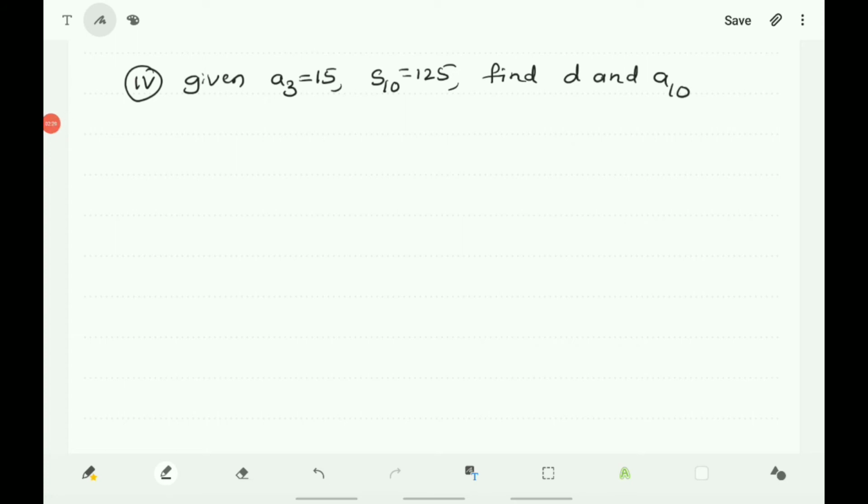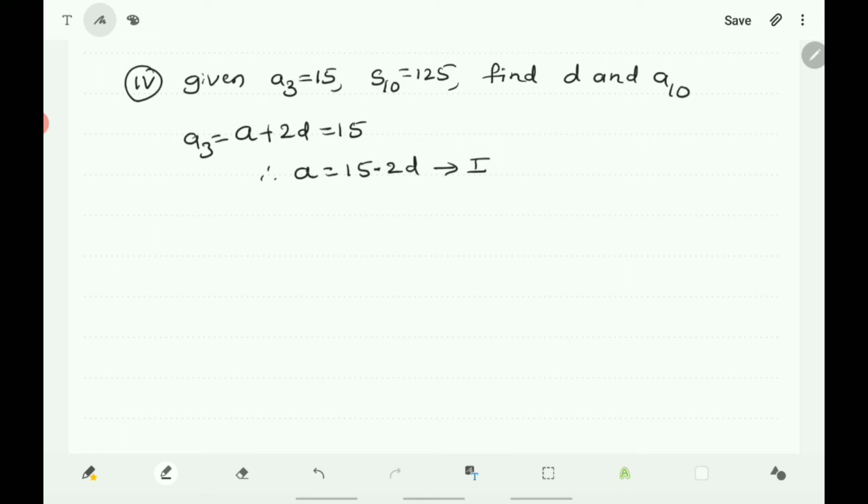Fourth question: given a3 is equal to 15, S10 is equal to 125, find d and a10. Now here a3 is given, that is a plus 2d. a3 means a plus 2d is equal to 15. Therefore, you write a is equal to 15 minus 2d. Consider this relation as the first relation.